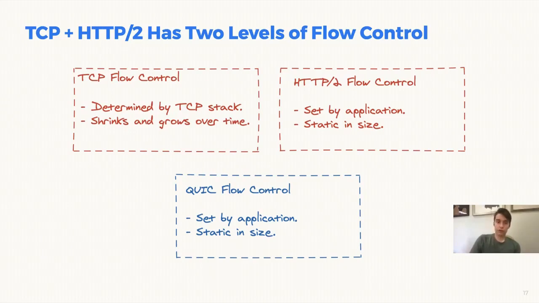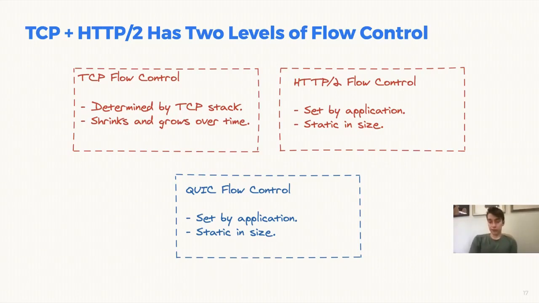The TCP one is determined by the TCP stack. It shrinks and grows over time, and you don't really mess with it too much usually. The HTTP2 flow control is set by the application very explicitly. And for us, it's usually static in size. So you set it to, say, a static number of like 100 kilobytes, 1 megabyte, 10 megabytes, whatever you want.